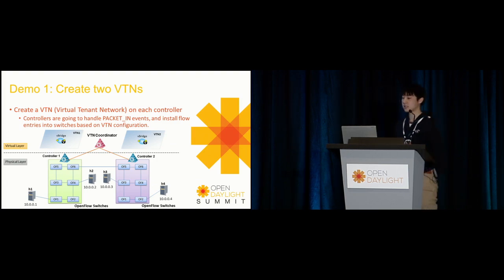Okay, now let me start demo 1. In demo 1, I create 2 VTNs. And the controllers are going to handle packet-in events and install flow entries into switches based on the VTN configuration. I'm going to create VTN 1 for communication between host 1 and host 2, and VTN 2 for host 3 and host 4.